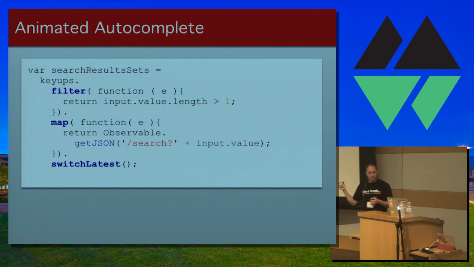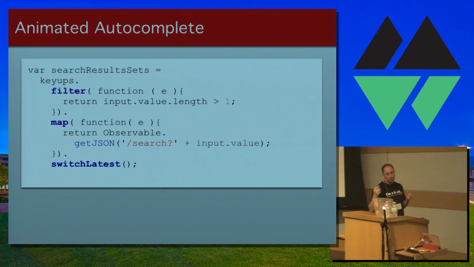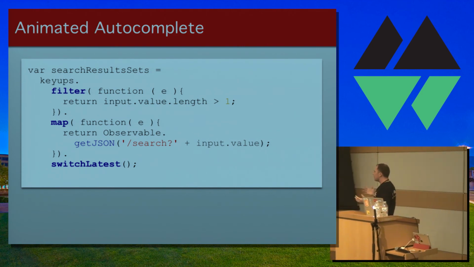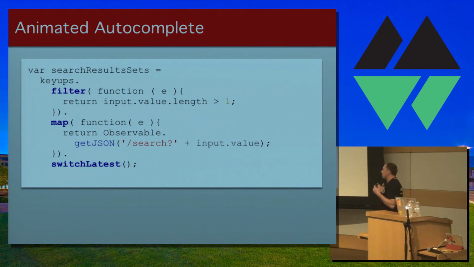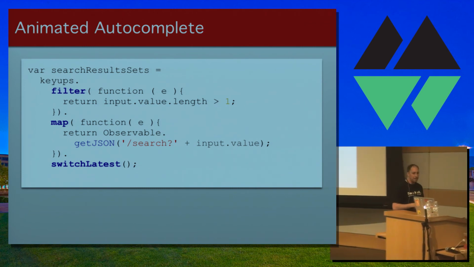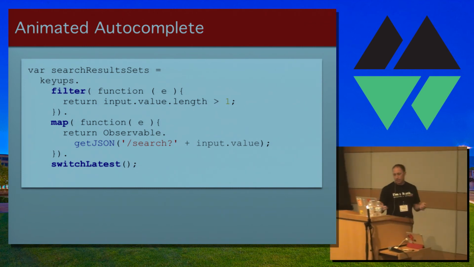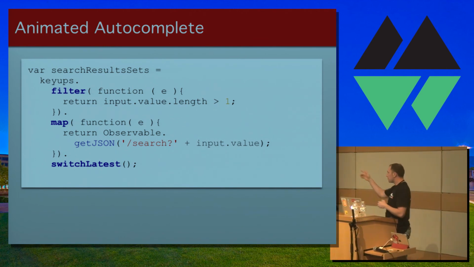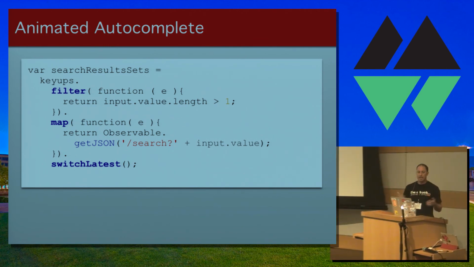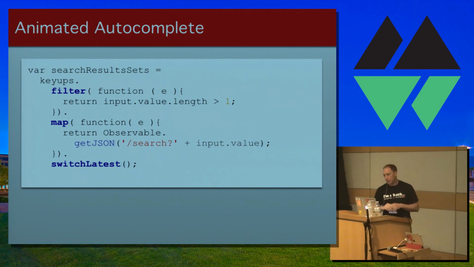So here we're just going to take those search result sets. We're going to filter them, make sure that the user has entered more than one key press. And we're going to take those key presses and map them into the data we actually want to do something with, which is data returned from our search API. And again, the important part to notice down here is switchLatest. So we're always going to only get and display the latest data that comes in from those AJAX requests.